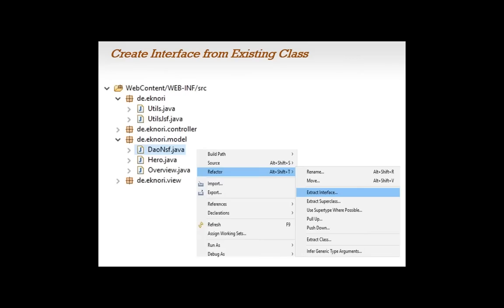So how can we create an interface from an existing class? On the left side we see what is in our example. We have the overview, we have the hero bean, and we have the DAO NSF. And the Domino Designer for Eclipse is a great help in this case. It has a refactor function. You just select the DAO NSF Java, right-click it, and then go to refactor and extract interface.